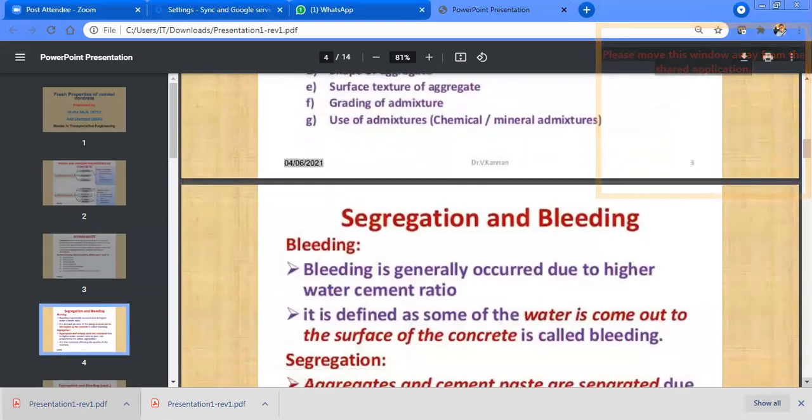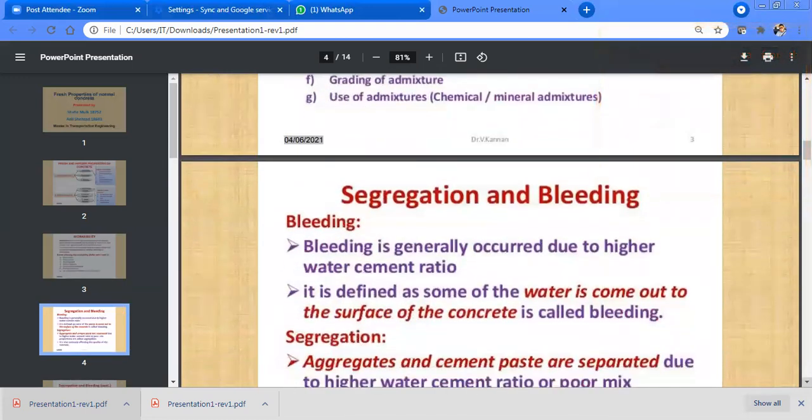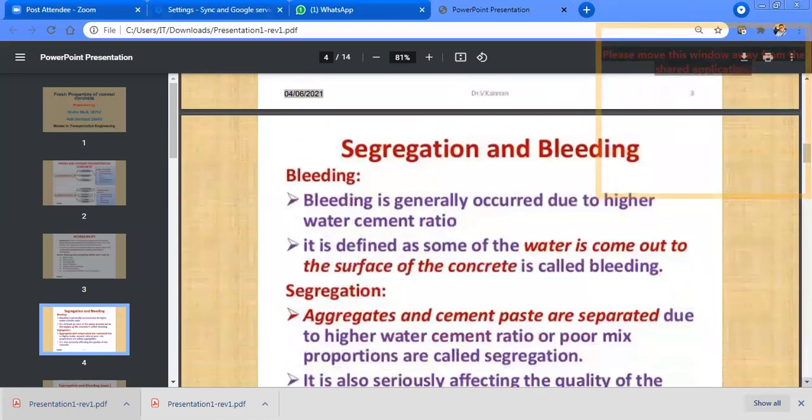What are the things we need to take care of during concreting, during the fresh properties of concrete? First of all, segregation and bleeding. Bleeding generally occurs due to a higher water content ratio. As I told you at the very start, there is a certain ratio for the water content in the concrete. If it exceeds our limitation, bleeding will come. It is also defined as some of the water coming out to the surface of the concrete, which is called bleeding.